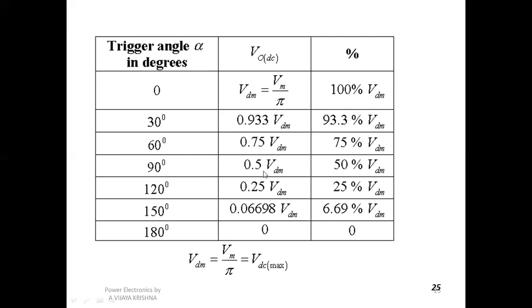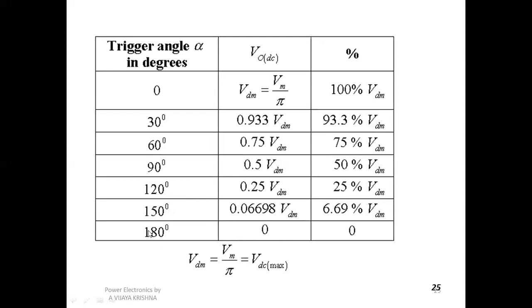90 degrees gives 0.5, 120 gives 0.25, and so on. Whenever the triggering angle increases, the output voltage across the resistor load reduces. Therefore, at 180 degrees it should be zero. If you multiply Vm by 2 pi of 1 plus cos 180 degrees, cos 180 is minus 1, so 1 minus 1 gives 0. The complete equation gives an output voltage of zero.